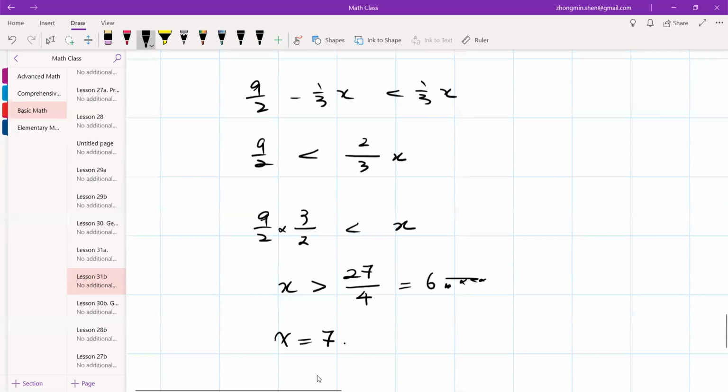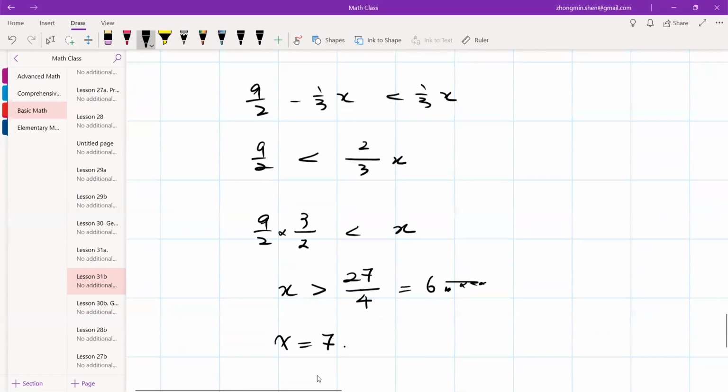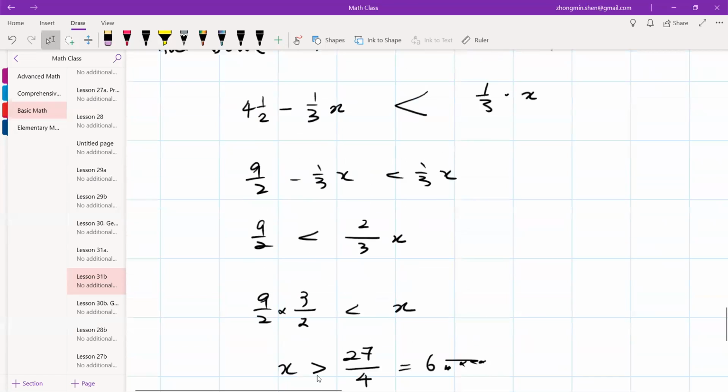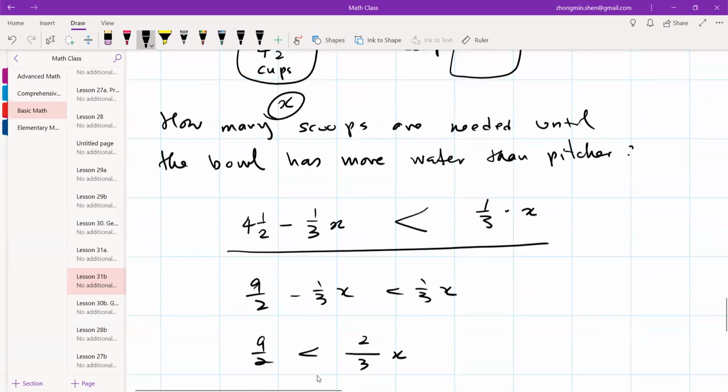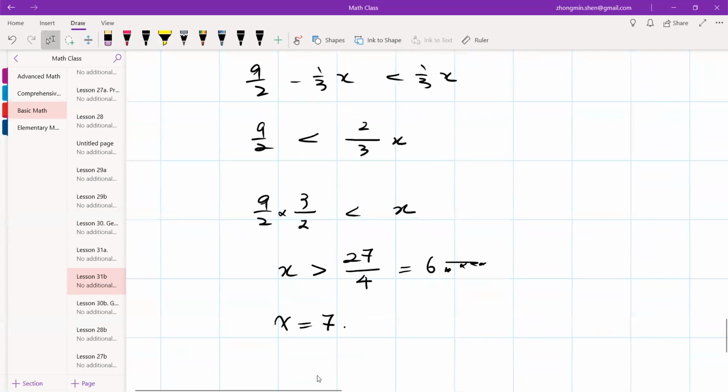We want to make sure the number in the boys is more than the number in the picture. So you have to solve this inequality. This is what you have to start. Sometimes you solve an inequality, sometimes you solve an equation, but this time you have to solve the inequality. And then you get this inequality, x is greater than 27 divided by 4, which is about 6 point some number, right? And since x is the integer, x should be equal to 7.